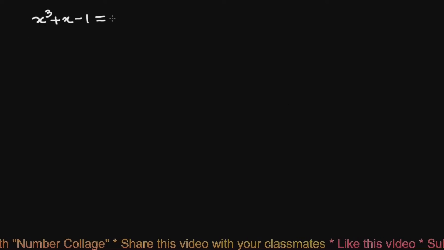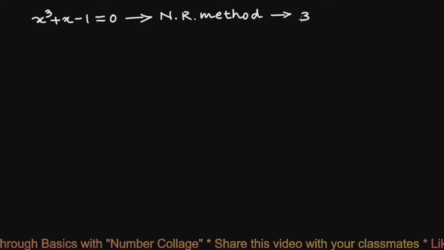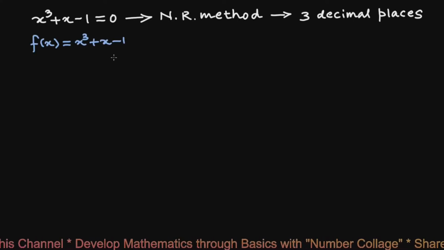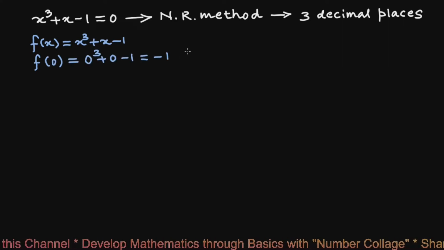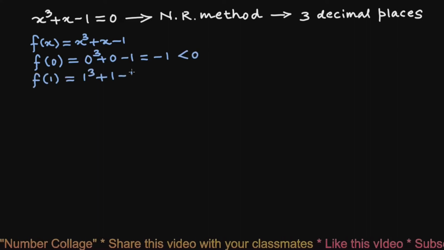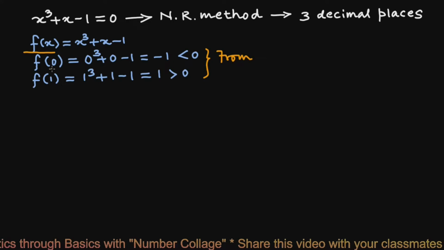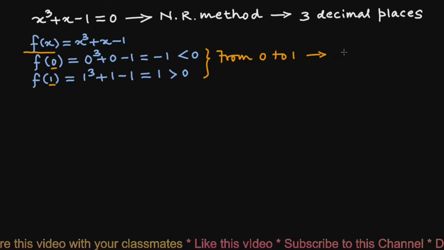In the next example, we have to find a positive root of x cubed plus x minus 1 equals 0 by Newton Raphson method, correct to 3 decimal places. Here we have f(x) equals x cubed plus x minus 1. Let's find f of 0. That will be 0 cubed plus 0 minus 1, which is negative. Then we find f of 1, which will be 1 cubed plus 1 minus 1. That will be 1, which is positive. Since f(x) changes sign from 0 to 1, we conclude that the root lies between 0 and 1.